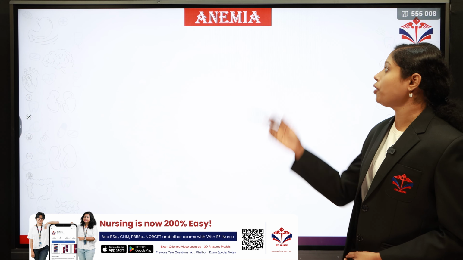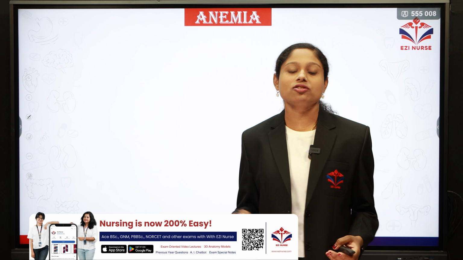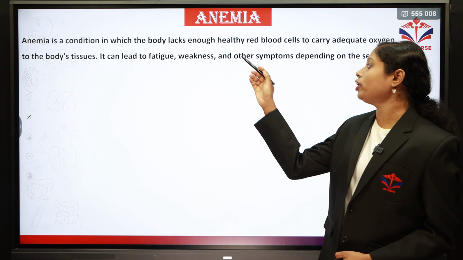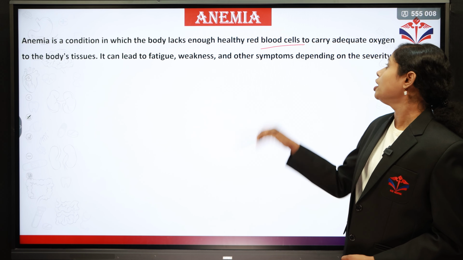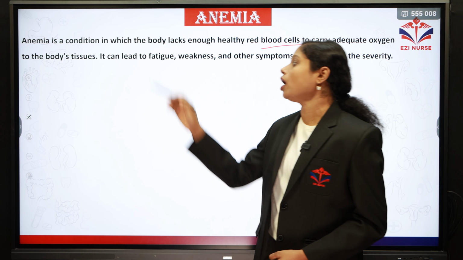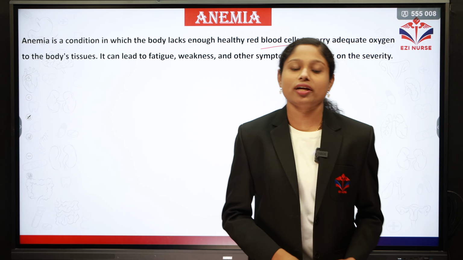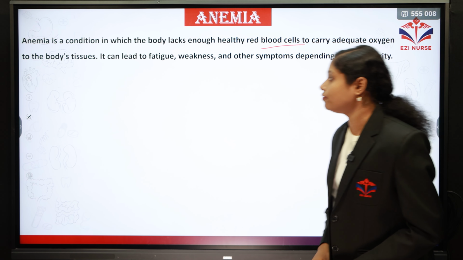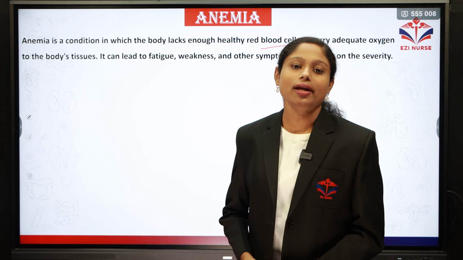So now we are moving to another important question, anemia. What is anemia? Let's see. Anemia is a condition in which the body lacks enough healthy red blood cells to carry adequate oxygen to the body tissue. So there is a lack of red blood cells to carry oxygen, so there will be oxygen deficiency in the body. It can lead to fatigue, weakness and other symptoms depending on the severity. So this is the condition called anemia.